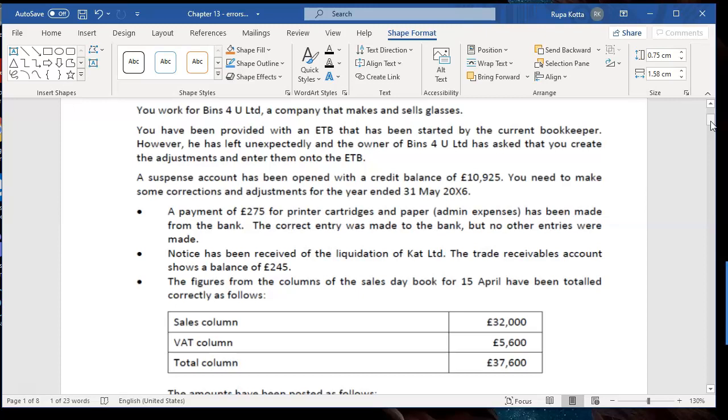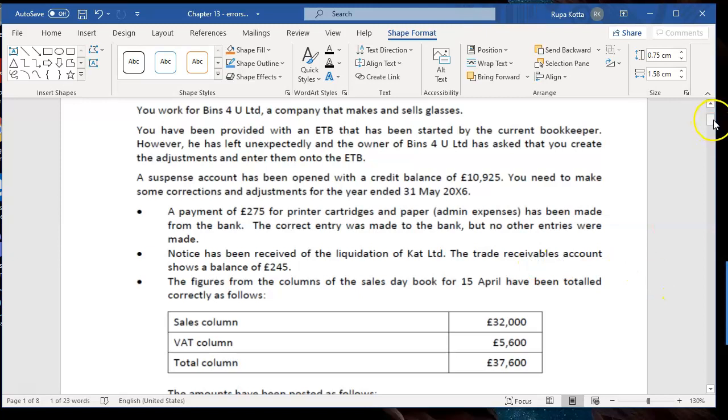Liquidation means this company is closing down. Okay, and they said it is a trade receivable account, which means he is a customer. So this customer who owes you £245 has been liquidated. Liquidated means he is closing his business, so he is not going to pay the money back to you. You just received this notice, that means you haven't entered it at all. So you need to record the double entry.